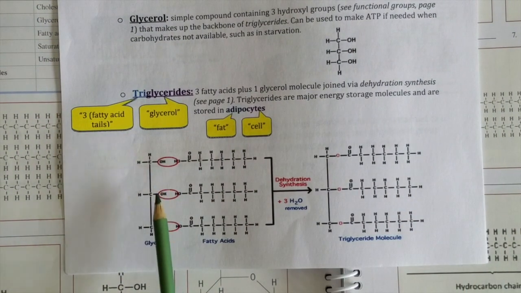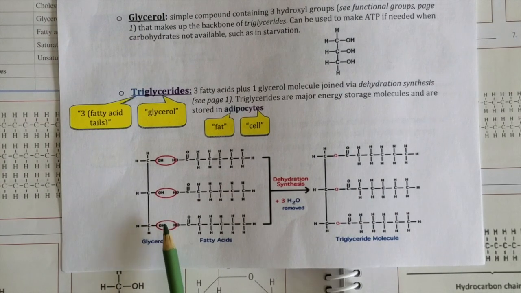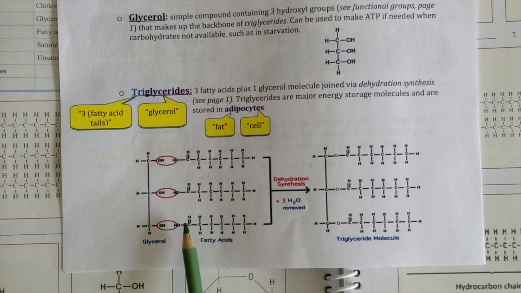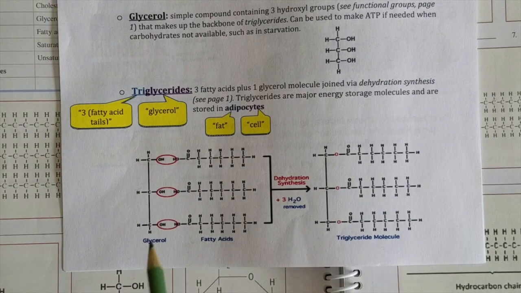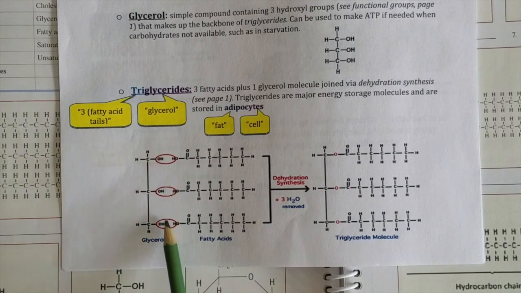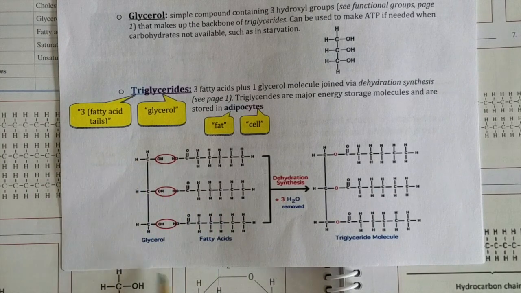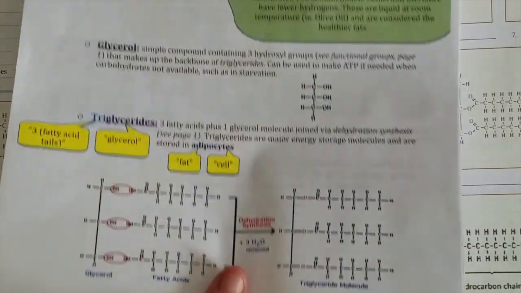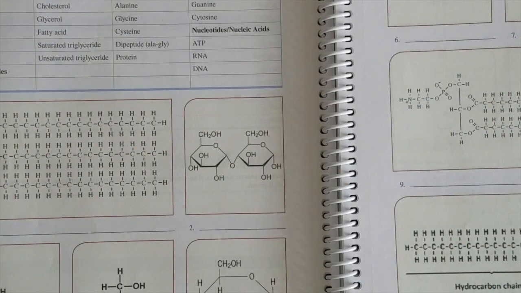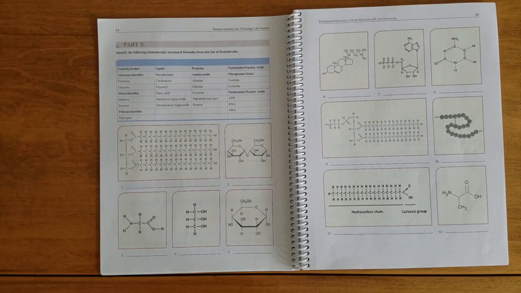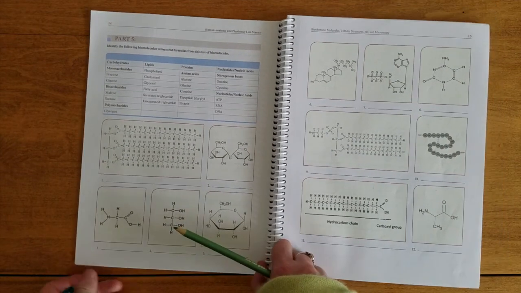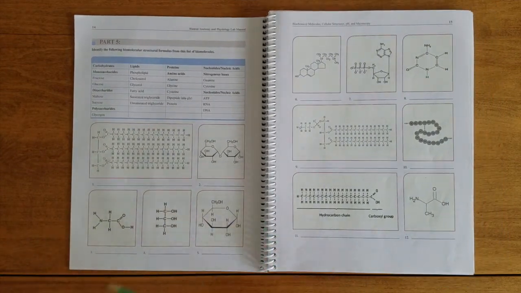The hydroxyl group from each carbon on the glycerol molecule and a hydrogen from each fatty acid chain forms one water at each of these locations. So 1, 2, 3 water molecules total will be removed to combine the fatty acid chains and the glycerol into a triglyceride. So triglycerides are some of the main energy storing molecules in the body. So if we need some energy, we can start to break down our triglycerides as well.